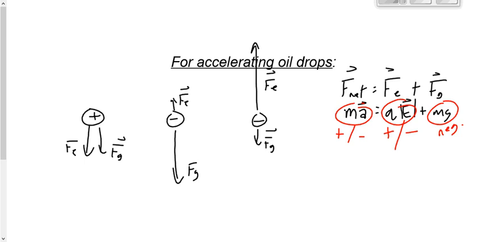Sub your numbers in with positives and negatives this time. Solve for Q. Then do the same kind of analysis you did with the suspended particles or the constant velocity particles. They're all going to be multiples of 1.6 times 10 to the minus 19. One more example here.